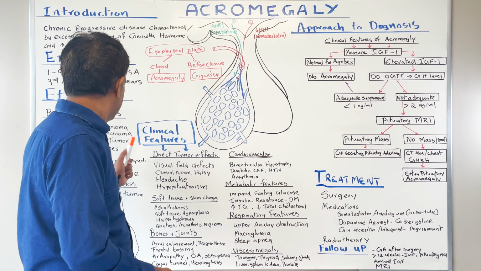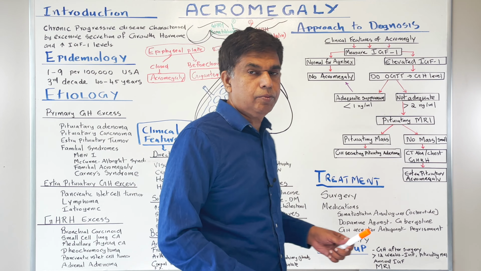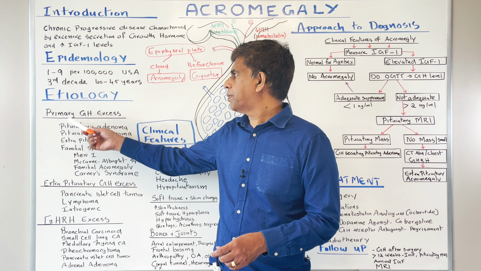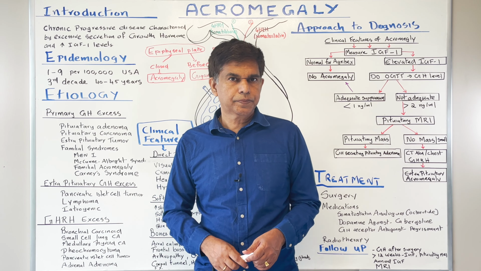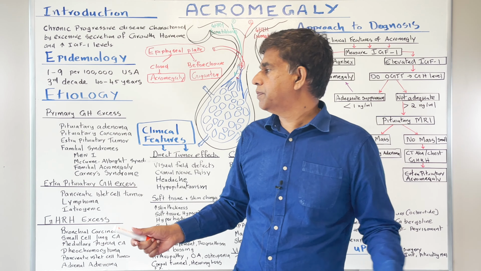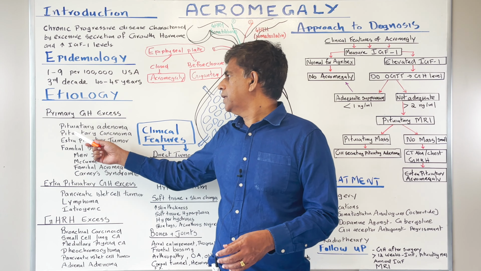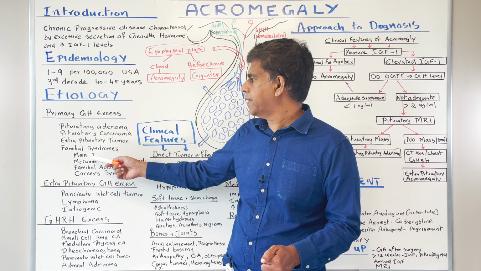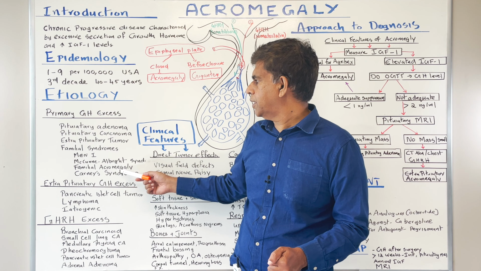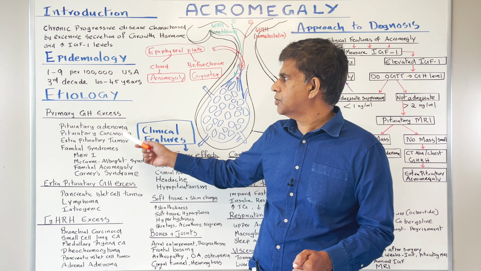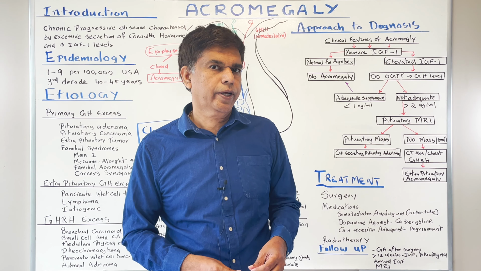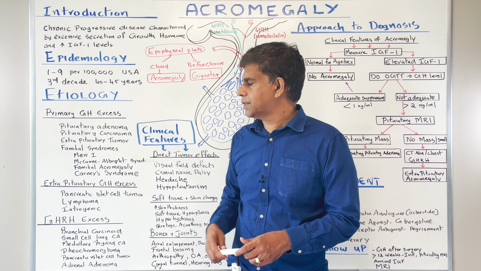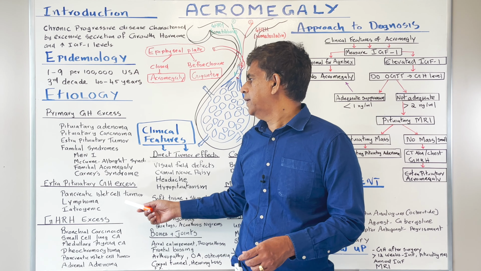Now let's look at the causes of acromegaly. Let's start with the primary growth hormone excess. Okay, so again, it's an excess in growth hormone. Which ones? You've got pituitary adenoma, pituitary carcinoma, extrapituitary tumor, familial syndromes like MEN-1, McCune-Albright syndrome, familial acromegaly, Carney syndrome, and all of these could cause primary growth hormone excess. Remember that, okay? And then you've got extrapituitary growth hormone excess like pancreatic islet cell tumor, lymphoma.